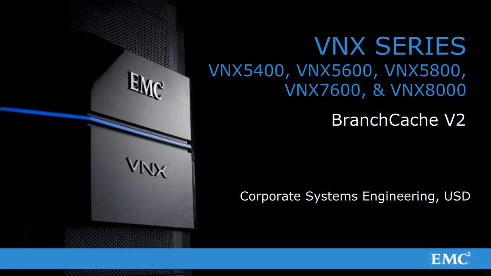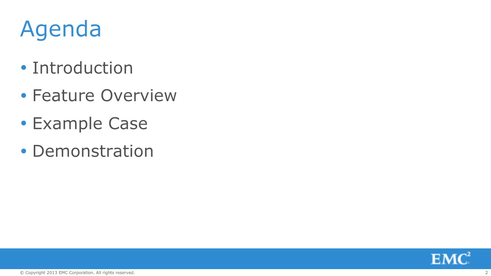Hello, and welcome to EMC's video on the VNX BranchCache version 2 feature, which optimizes local link utilization and the responsiveness of applications. In this video, we will go over a few topics, including an introduction to the initial problem, a feature overview of BranchCache, an example case of BranchCache, and a demonstration of using the feature.